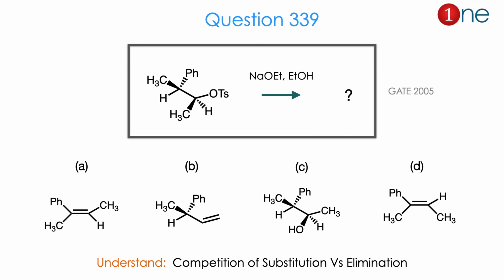The eliminated one will be an alkene. If it is an alkene, they are asking whether it is cis or trans. If it is substitution, then where is the position of OH. So basically we are playing between substitution and elimination.